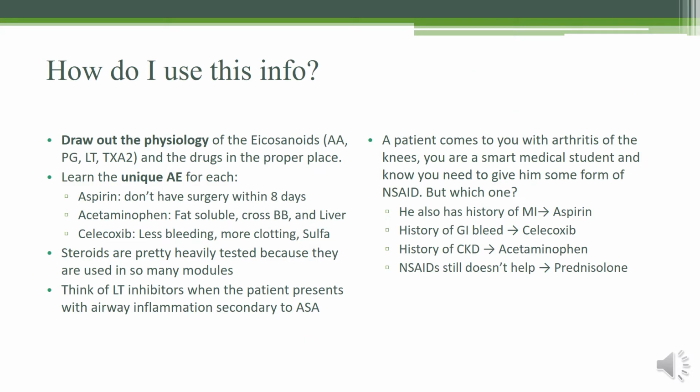Now, how are you going to use this information? It might seem like a lot right now. So I would just highly suggest that you draw out the physiology of these eicosanoids. Just learn where they fall into place on the flowchart and draw out where the drugs, each of them, act. This will help you out in just visualizing it and grouping them together.